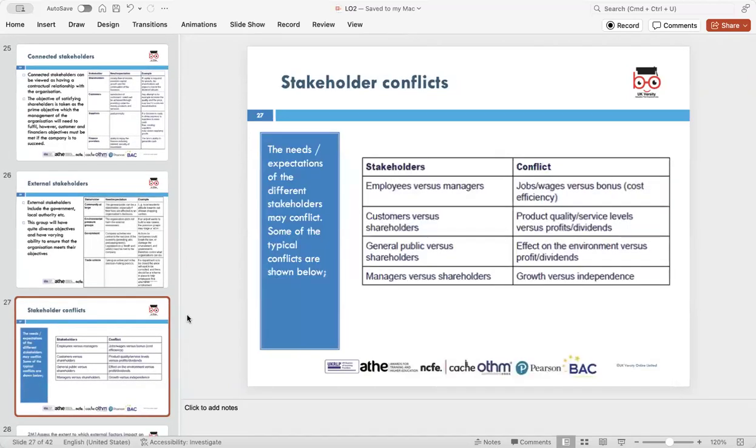Then, stakeholder conflict. It is possible for the many stakeholders' wants and expectations to be in conflict with one another. A few examples of typical conflicts are job wages versus bonus cost, employees versus managers, customers versus stakeholders, general public and stakeholders, managers versus shareholders, job wages, bonuses cost, product quality, service levels versus profit and dividends, effect on the environment versus profit, dividend, and growth versus independence.